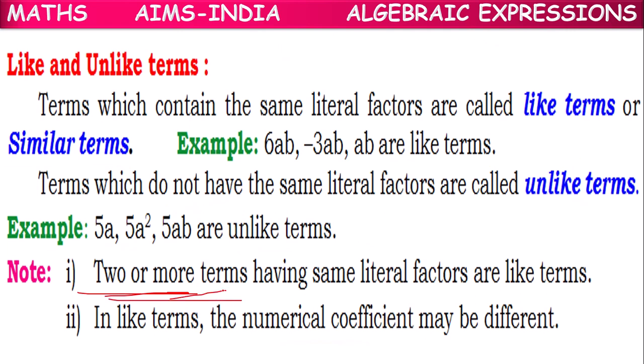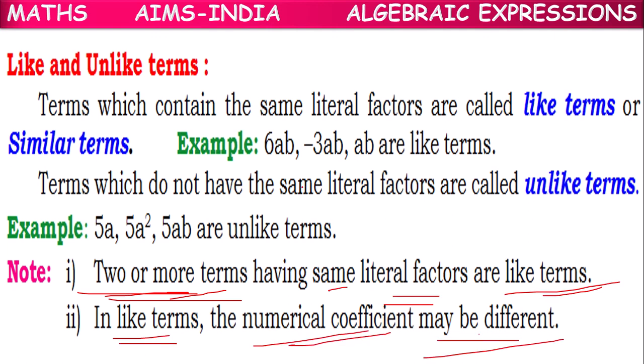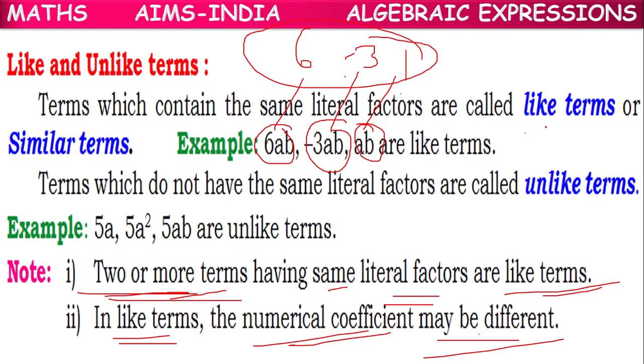So 2 or more terms having the same literal factors are like terms. In like terms, the numerical coefficient may be different. In 6ab, the numerical coefficient is 6. In minus 3ab, minus 3. In ab, there is no numerical coefficient, meaning we can take it as 1. The numerical coefficients can be different in like terms; there is no compulsion that they should be the same. Only the literal factors must be the same, not the coefficients.